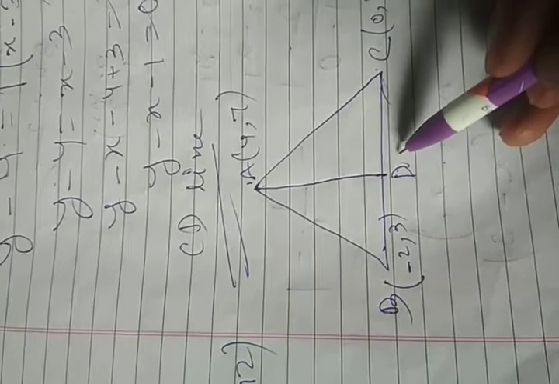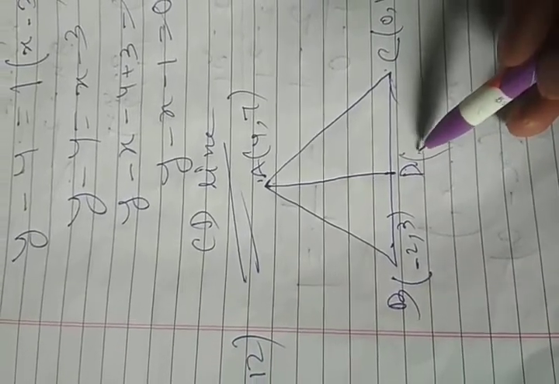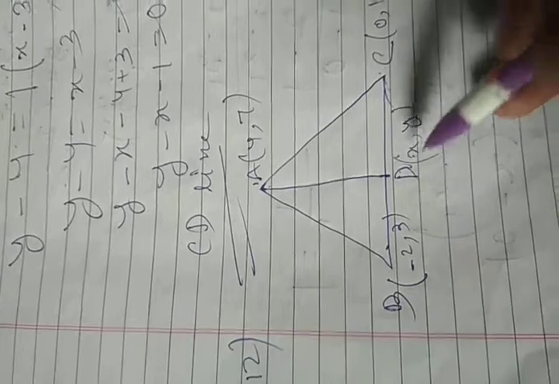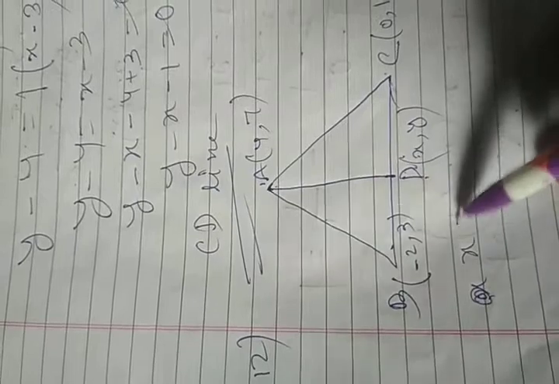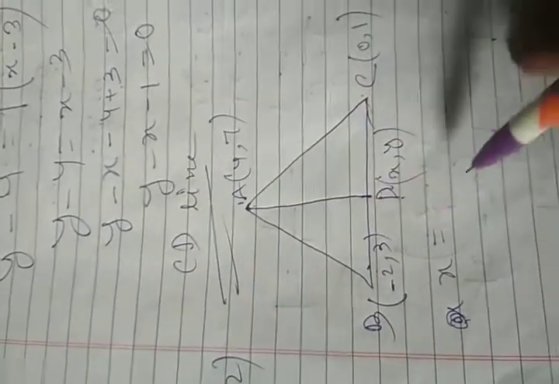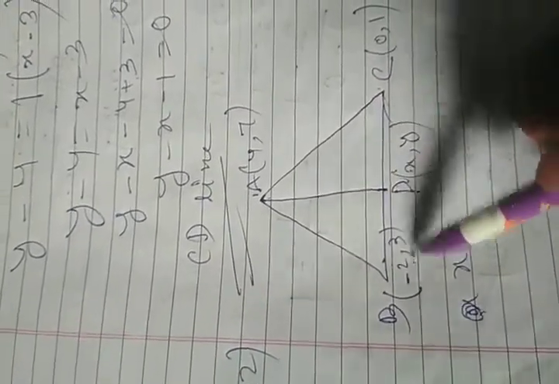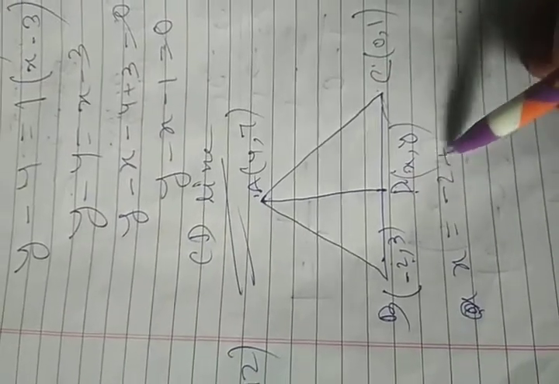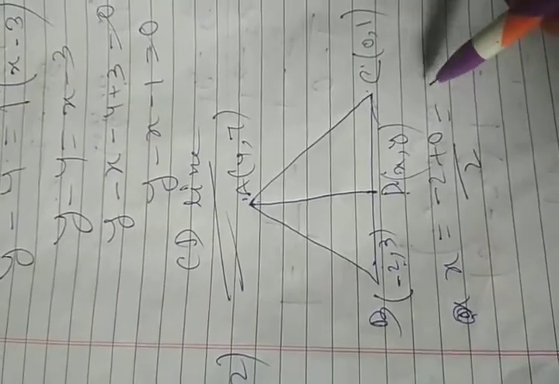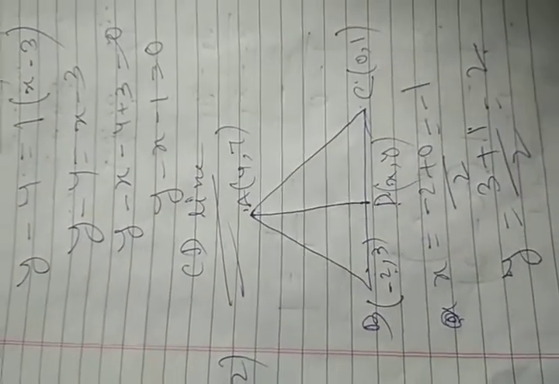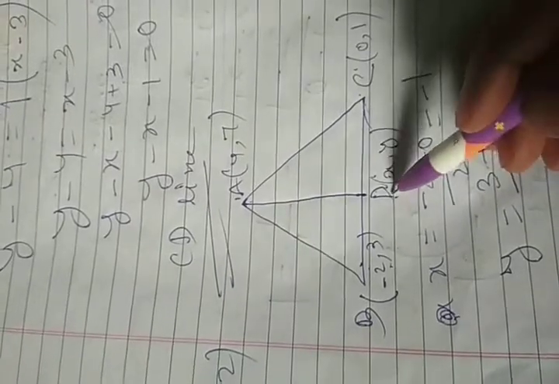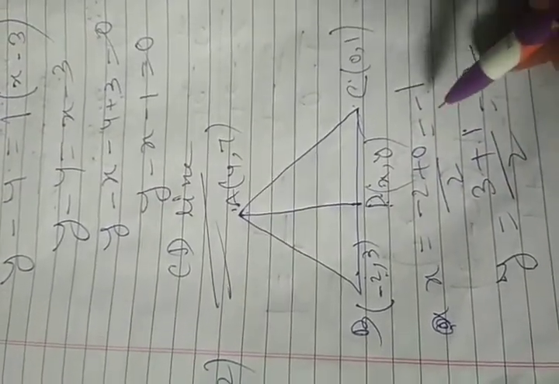For that you have to calculate the coordinate of that. If midpoint is there, and you know the formula, if there is a midpoint of a line and you know the coordinates, how to calculate that? X equal to x1 plus x2 by 2, that means minus 2 plus 0 by 2. So that becomes minus 1. Similarly, y equal to y1 plus y2 by 2, 3 plus 1 by 2, that means that is 2. So we got the coordinate of D, that is minus 1, 2.